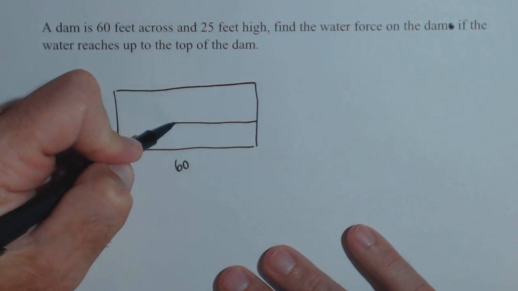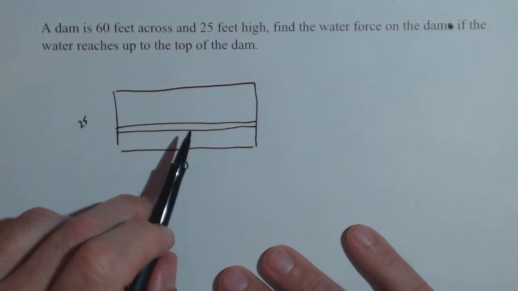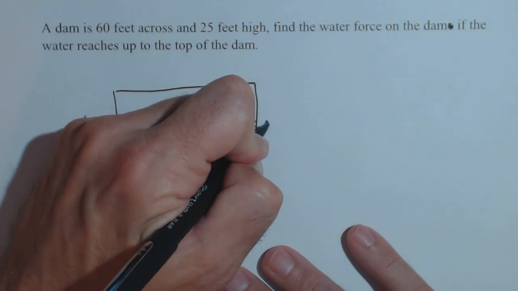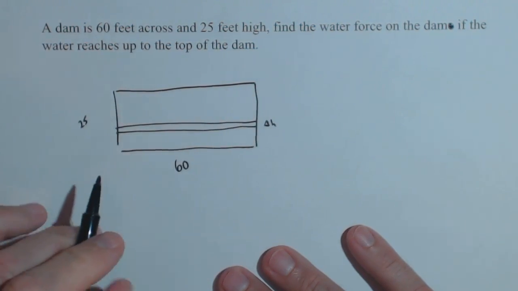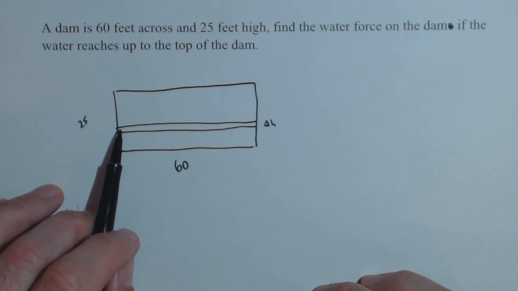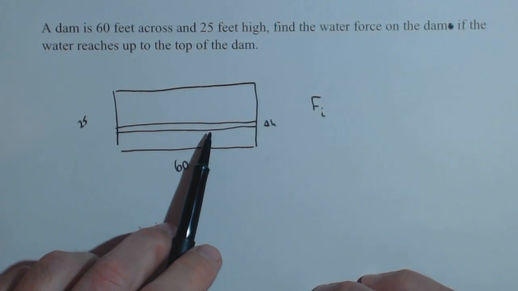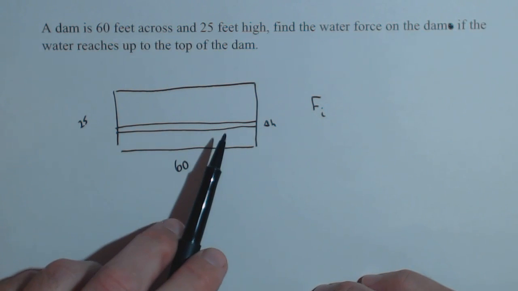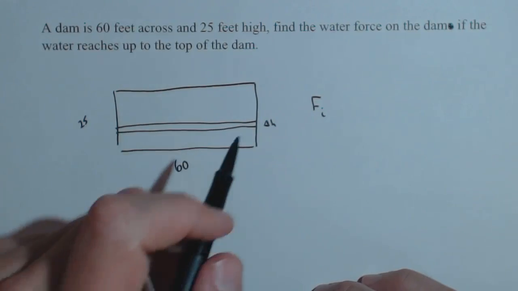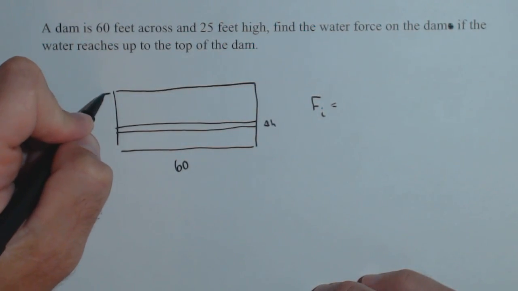What we do is we like to look at a slice right there. And we're going to look at the force on that slice because everything on that slice is at the same depth. So let's give it a thickness of delta H. And so what we might do is initially look at the force on that ith slice. Well, that's going to be the amount of pressure times the area of that ith slice, which is 60 by delta H. And we can measure the depth from the top or the bottom.